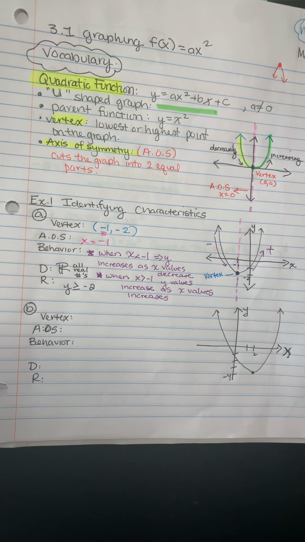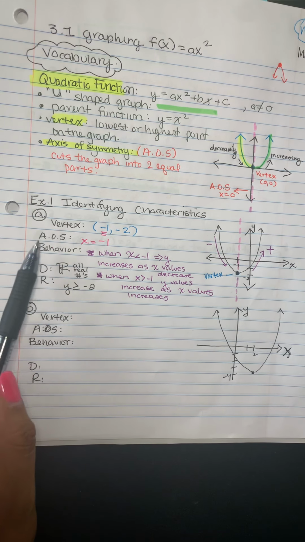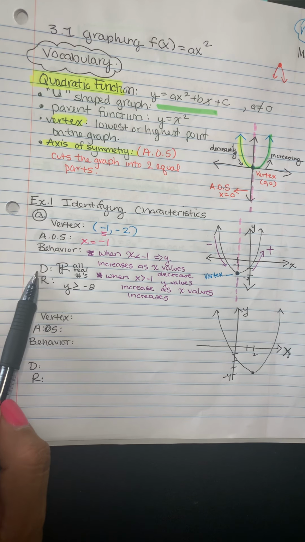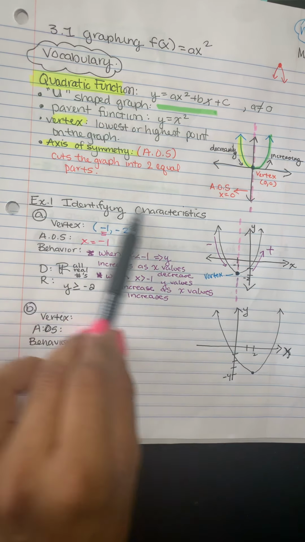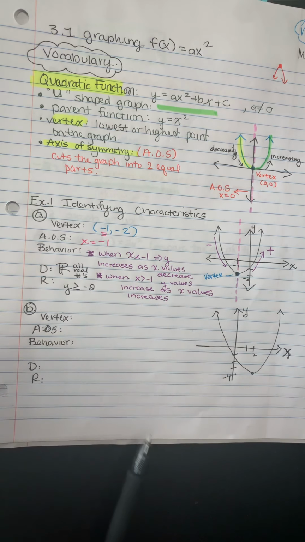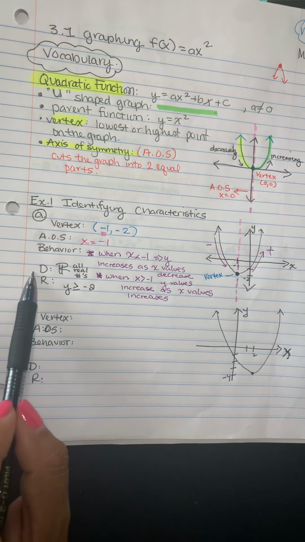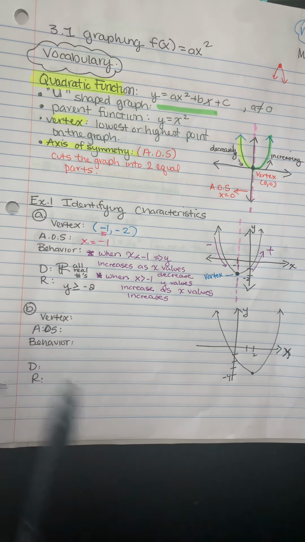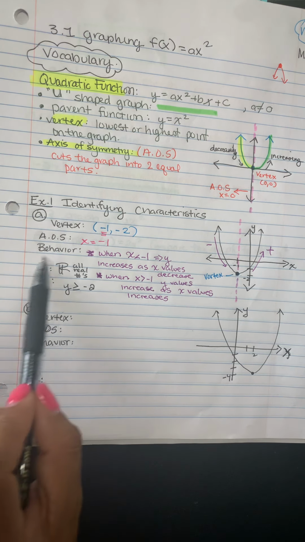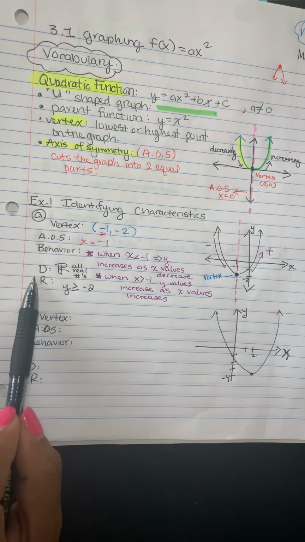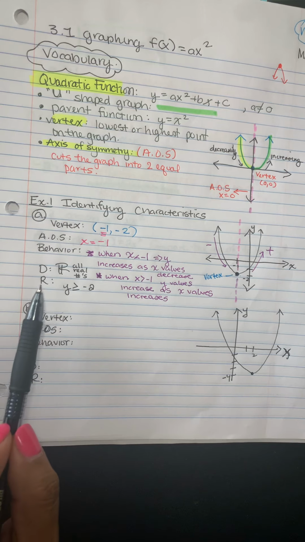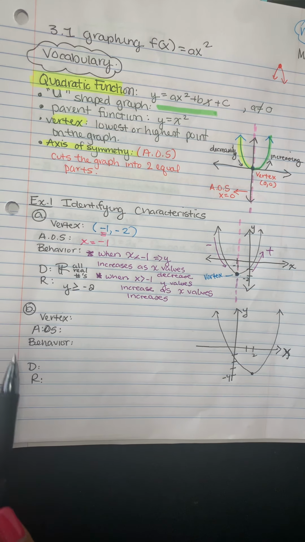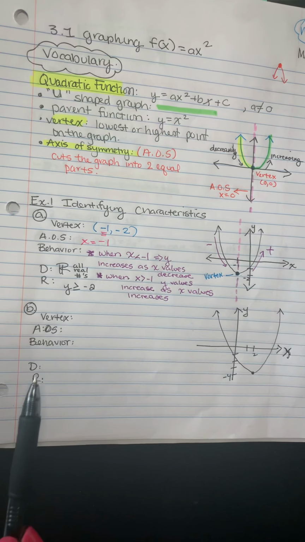So I think that's everything. Identify the characteristics: the vertex, AOS, behavior, domain, and range. When you see that on your homework, those are the things that I'm going to ask you to write. If you have any questions on any of these, you can ask me during class. Again, domain and range is a Math 1 concept, so you're going to have to look that up yourself. Just find a video on YouTube, or you can Google it, or you can look at last year's notes.